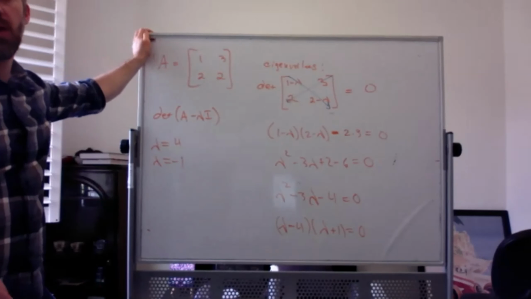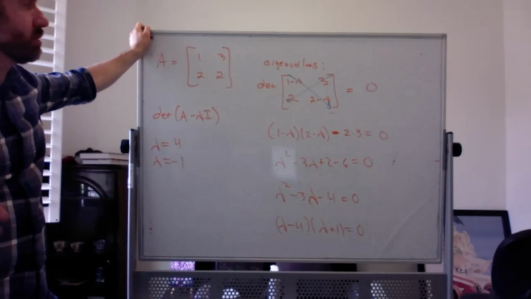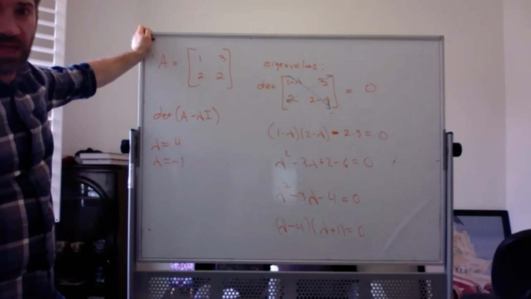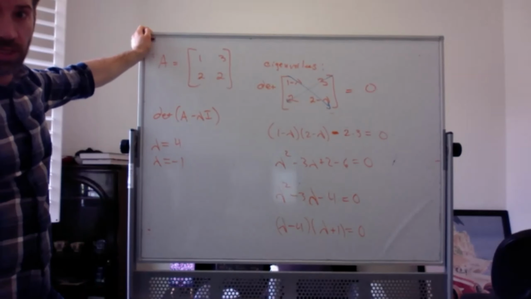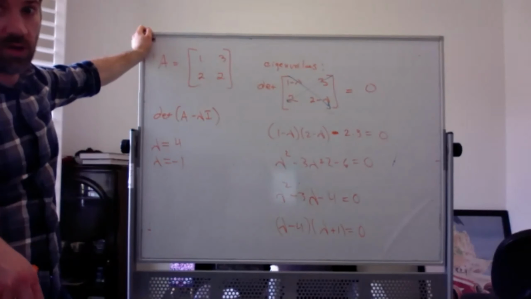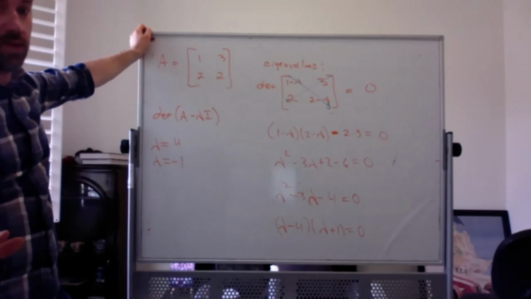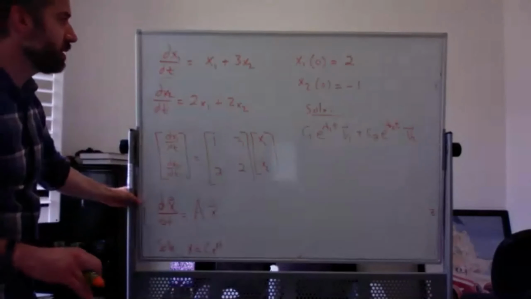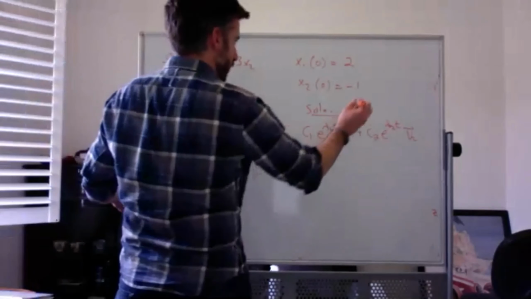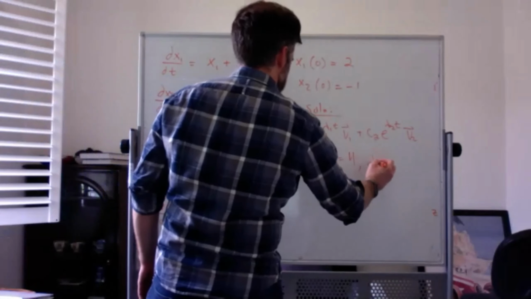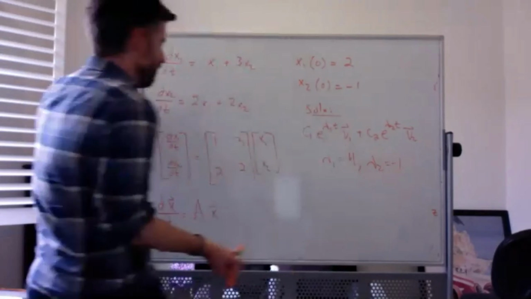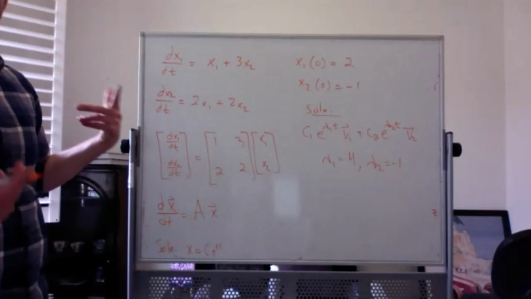Fun times. So I will mention your eigenvalues are not always going to be nice. In fact, most likely we are going to see imaginary or complex eigenvalues as we go further on. So just be prepared for that. So we've got lambda 1 equal to 4, lambda 2 equal to negative 1. But then we have to find the eigenvectors that go with them.